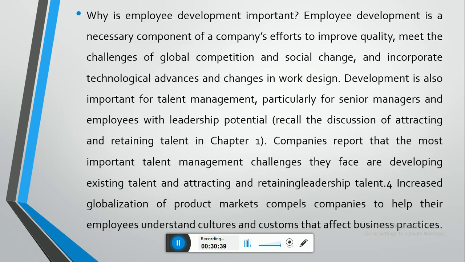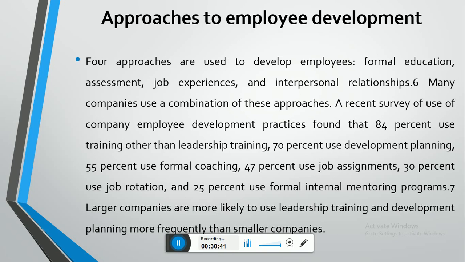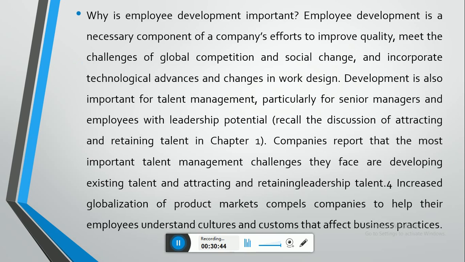Then we discussed the difference and what employee development is. In the next class we will discuss approaches to employee development.